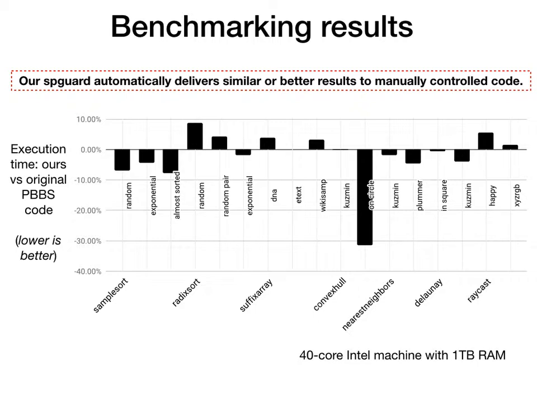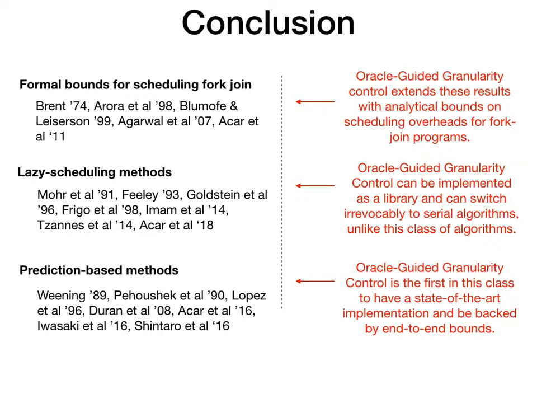Finally, I'll just conclude with covering the main results of this work with respect to the related work. Now, I'll just divide the related work into 3 broad categories. The first of which concerns proving bounds for load balancing algorithms. Our result extends these existing bounds, such as the bound we saw for work stealing, to account for the critical overheads of parallel tasks.